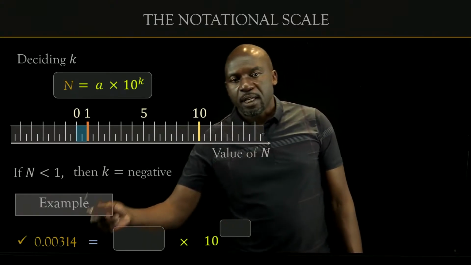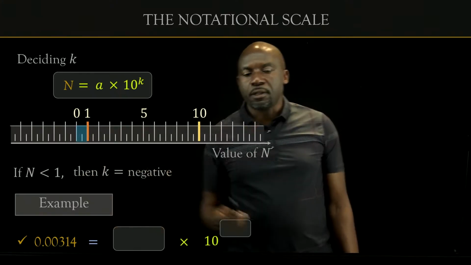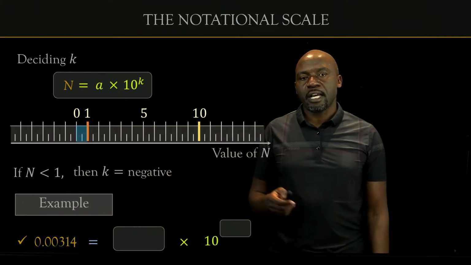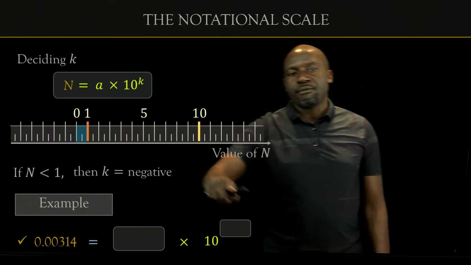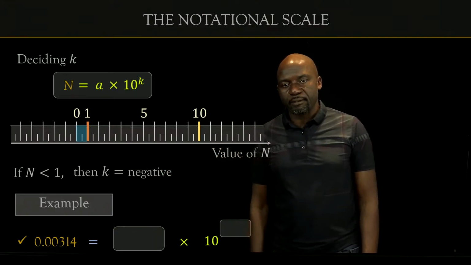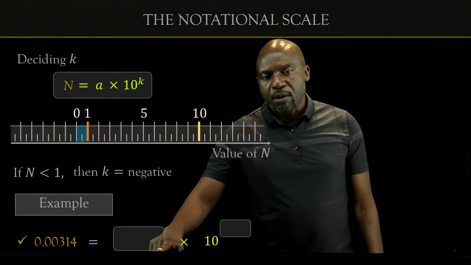0.00314 is a number that falls in that blue region. Okay, if that's the case, it's lying between 0 and 1, then our value of k is always going to be negative. So now, how do we determine our value of a?